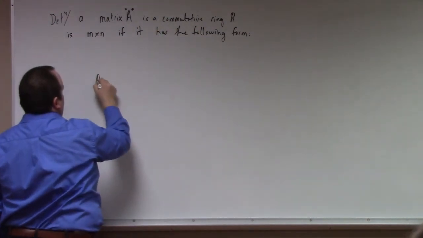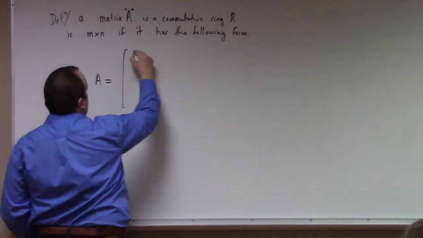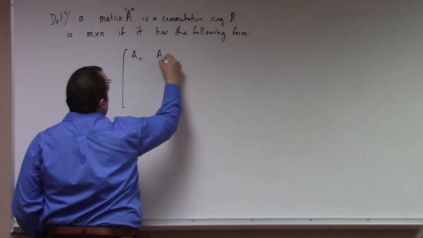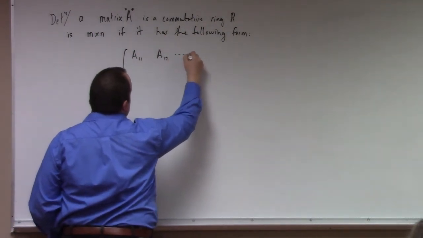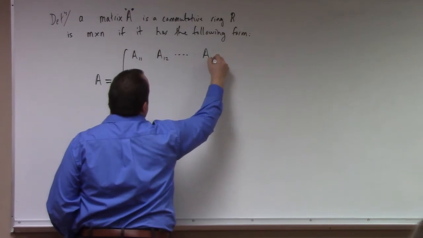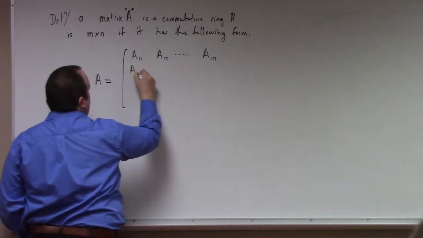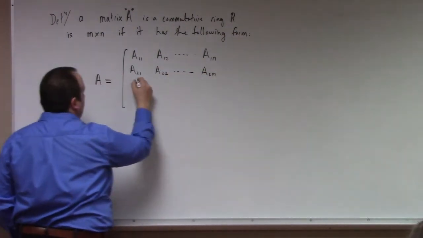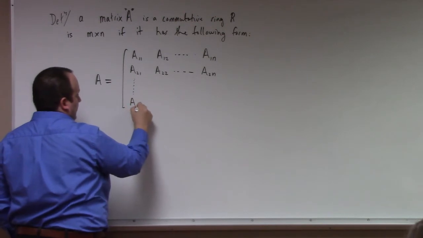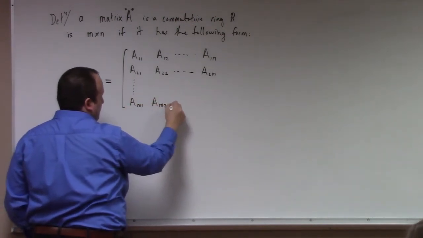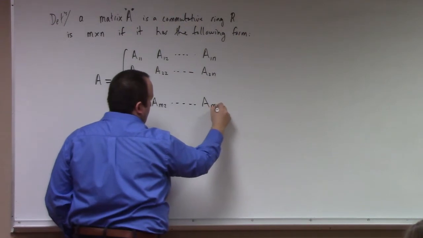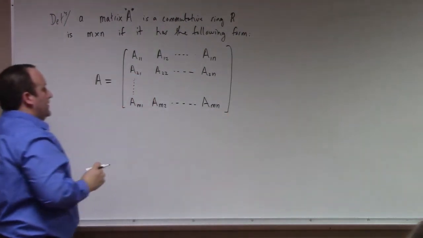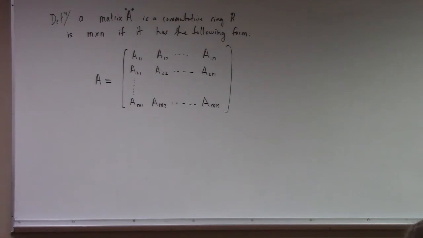So here it is, A is equal to, we put A11 up here, A12, A1n, A21, A22, A2n, AM1, AM2, AMN. So this is what a matrix is. It's a rectangular array of elements from a ring.